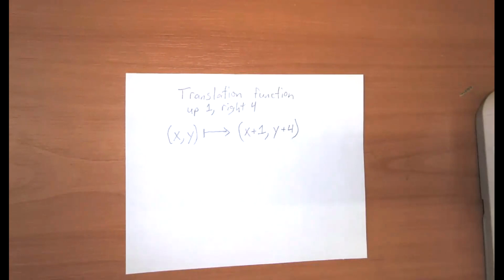Obviously, if you're going to go down, you would subtract that number from the x coordinate. And if you wanted to go to the left, you're going to subtract that number from the y coordinate. So that's all you need to know about how translations look in the Cartesian plane. In the next 2 videos, we'll talk about what that means for reflections and rotations.